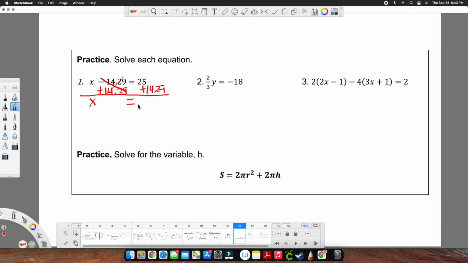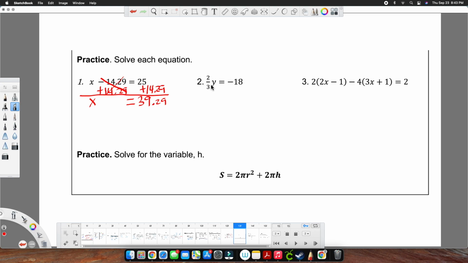And then we have 25 plus 14 and 29 hundredths. So it's going to be 29 hundredths. I already know that. 29 hundredths. Sorry, I almost said thousandths. That's hundredths. So now I just have to add the whole numbers here. So I have 9 and 3. So x equals 39 and 29 hundredths. All right, number 2, we have a fraction.